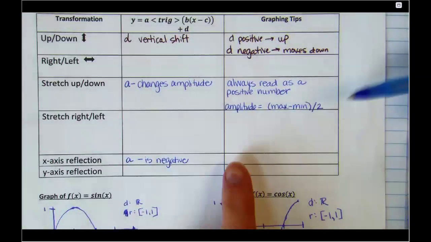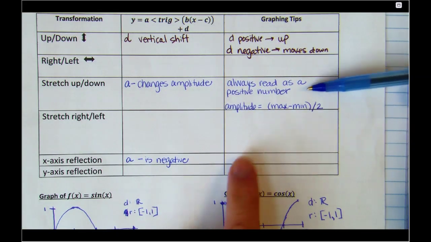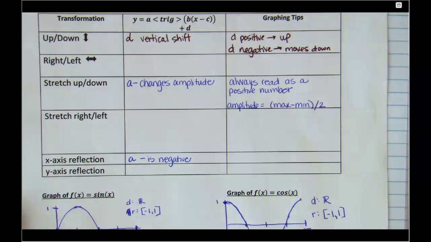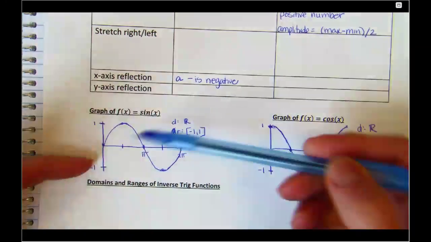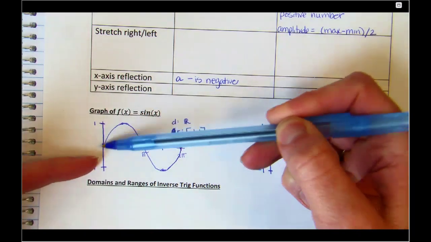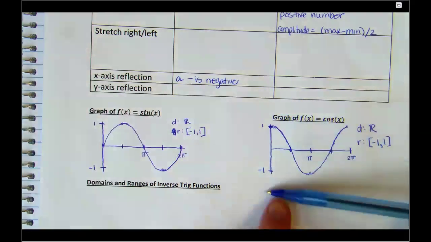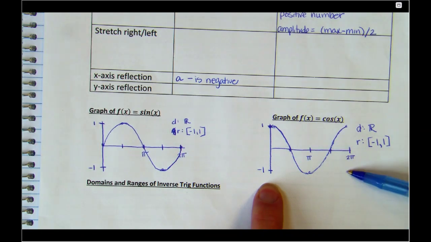This is why over here on A it says always read this as a positive number. So amplitude itself is never negative. If there is a negative, it just indicates that there's an x-axis reflection. So if you are going to reflect the sine of x, it's the same shape graph with the same points. It's just that instead of starting in the middle and going up, it starts at the middle and goes down. So it goes down, middle, up, middle. Cosine starts at its minimum, goes to the middle, the top, the middle, and back to the minimum.